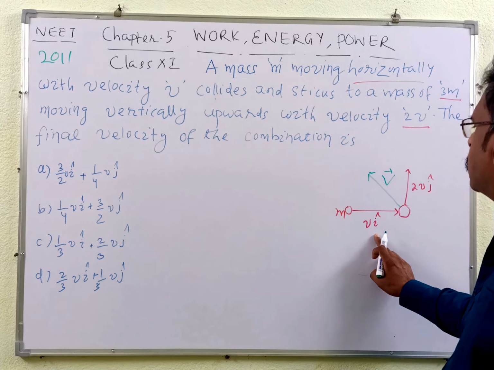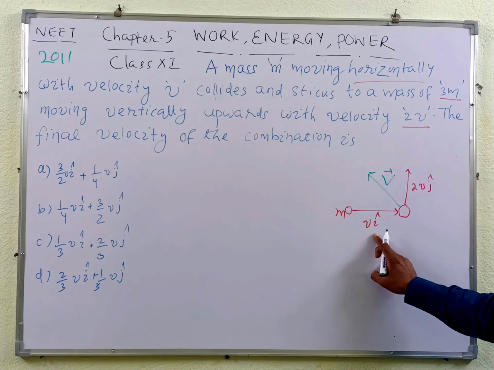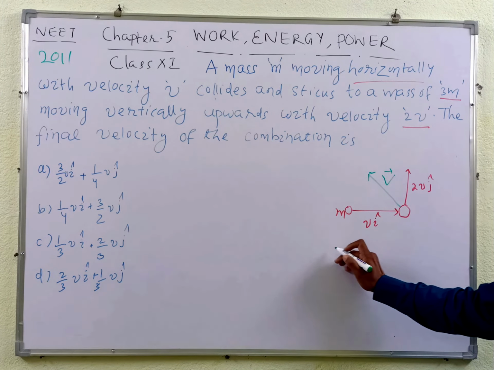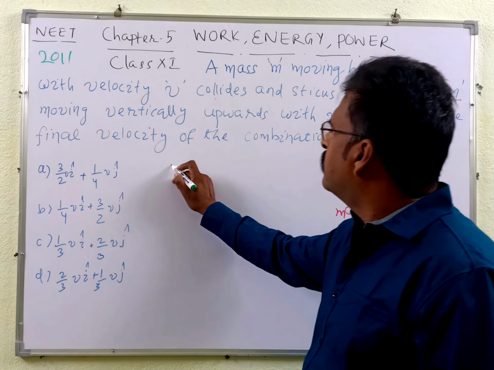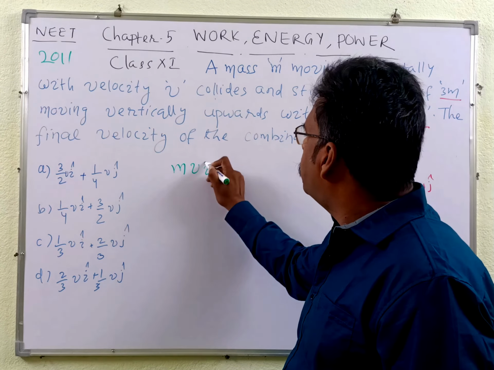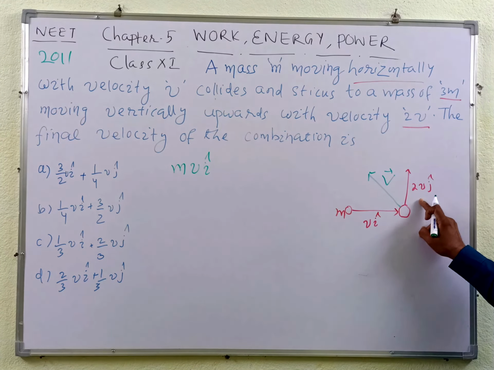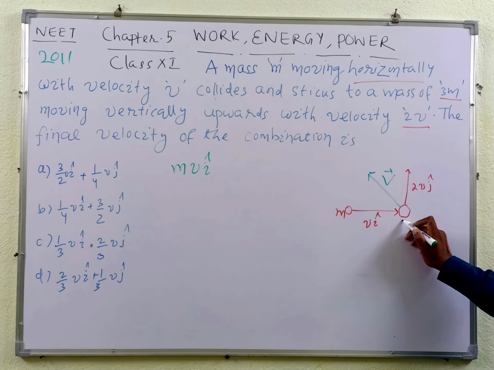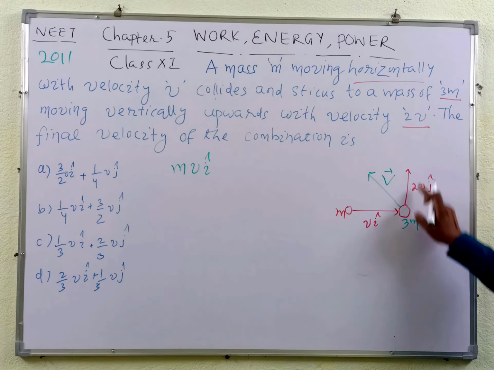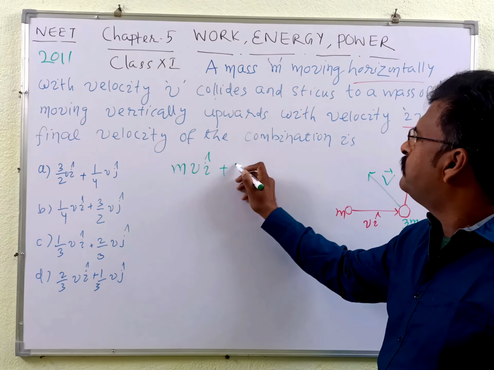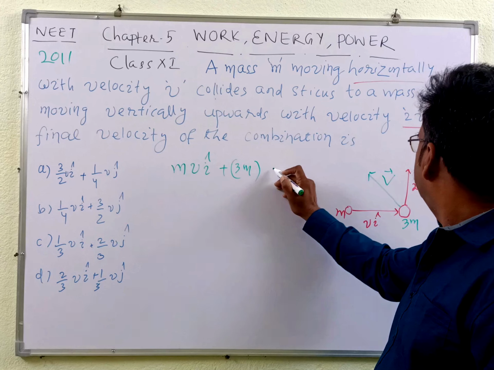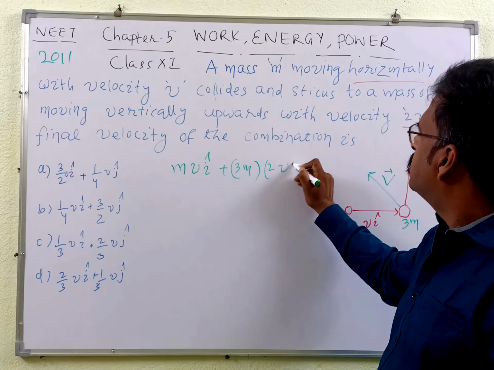Then what is the linear momentum of the first particle? That is m v i cap. What will be the initial linear momentum of the second particle? It was given as 3m, and this 3m mass is moving with velocity 2v. So its initial linear momentum will be 3m into 2v j cap.